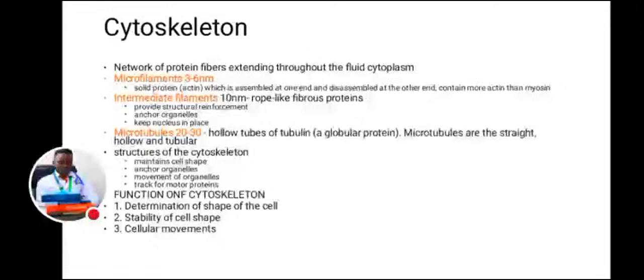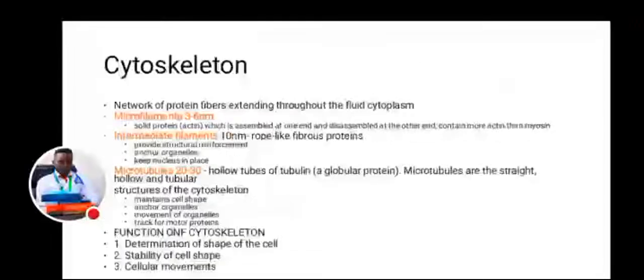These are globular proteins of the microtubule that form straight, hollow, tubular structures of the cytoskeleton. They maintain the shape and anchor organelles. They also bring about movement of the organelles and they track the motor proteins. Then the function of the cytoskeleton is, number 1, determination of the shape of the cell and also stability of the cell shape and cellular movement.